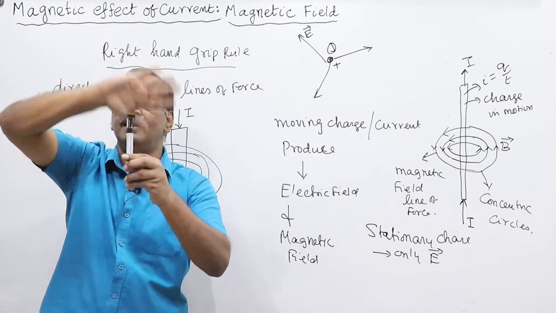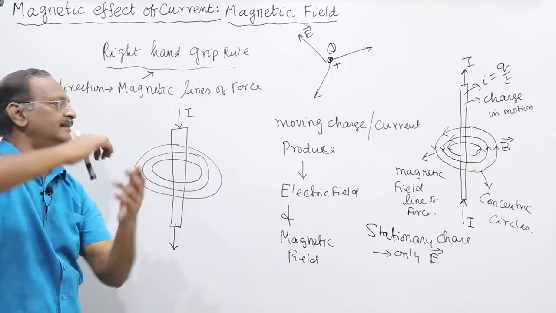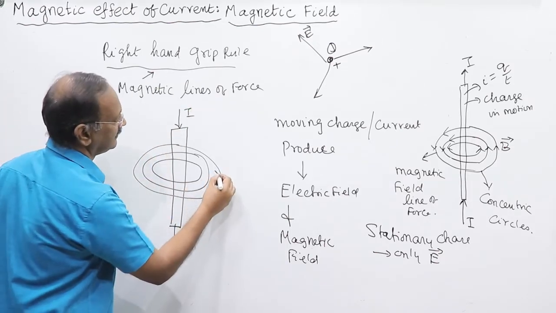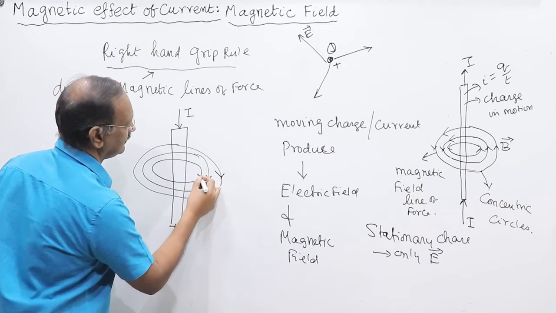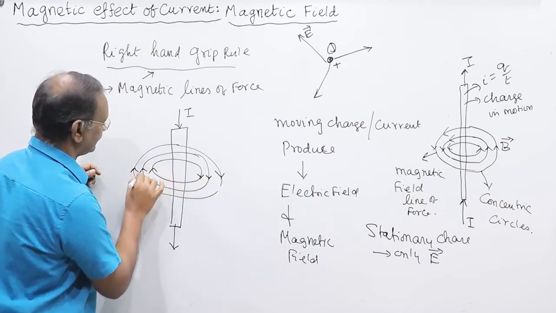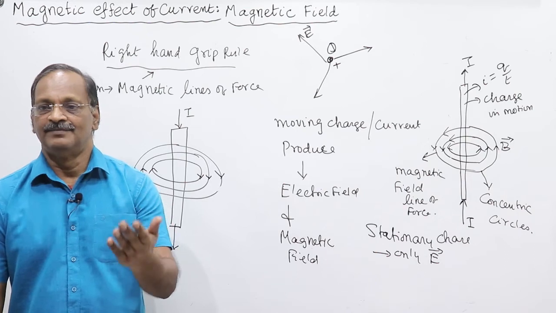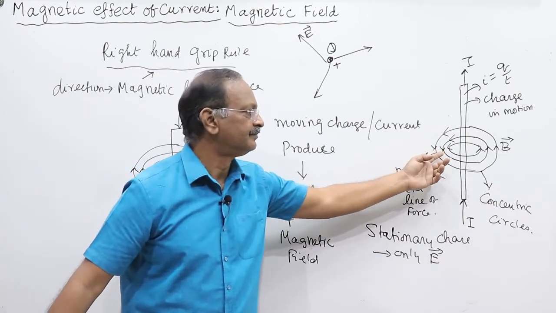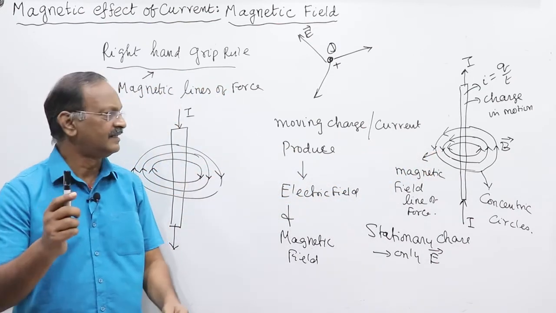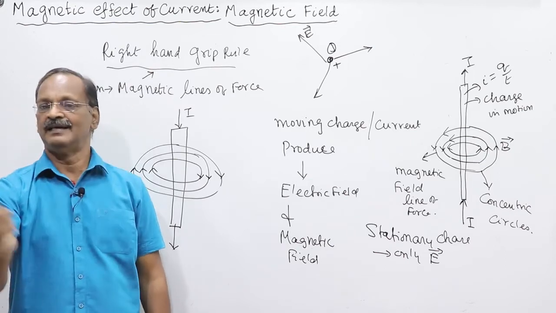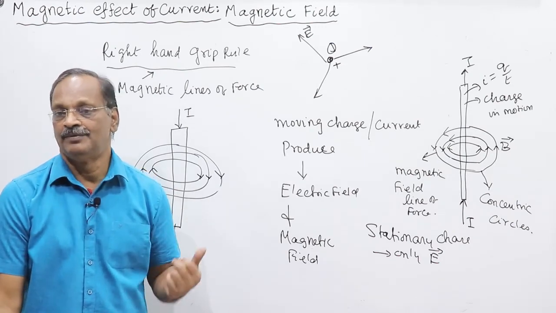So we grip with the right hand, with the thumb in the direction of current. The curl will come like this. It means this way is the direction of the magnetic lines of force, the concentric circles. So for upward current in the conductor, the magnetic lines of force are in one direction, and for downward current it is in this direction. So for downward current, the direction of the magnetic lines of force is opposite.